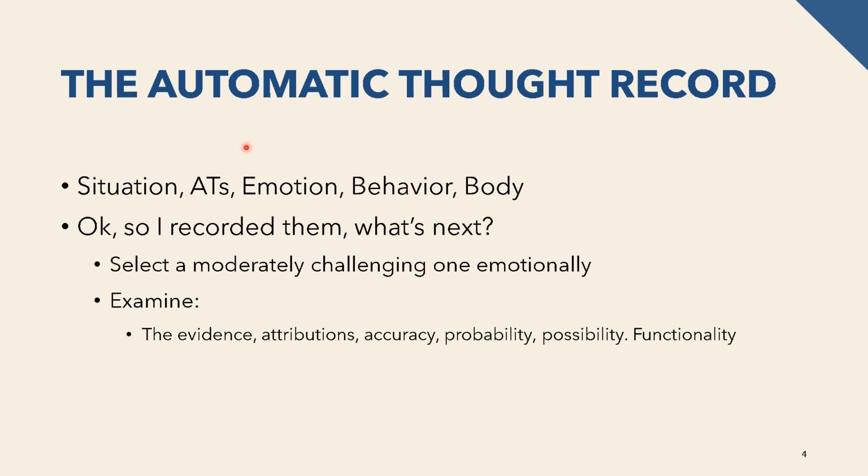Once I select the situation, once I select the series of thoughts, I'm going to then look at what is the evidence. And there are prompts here in your reading to examine this. But what is the evidence? What's the evidence for, against the thought that you're having? I'm going to check in on the attributions. Are you making appropriate attributions about what's going on? I'm going to look at are your thoughts accurate?